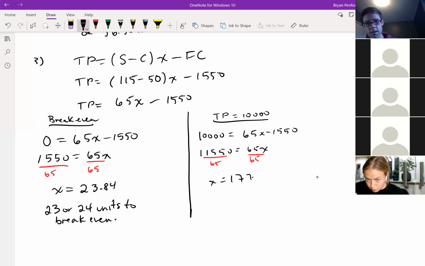So 177, that feels about right, 0.69. Nice, so Jason's got it too. And again, we don't want to sell 0.69 of a pair of shoes, that's weird. So let's round this to 177 or 178.